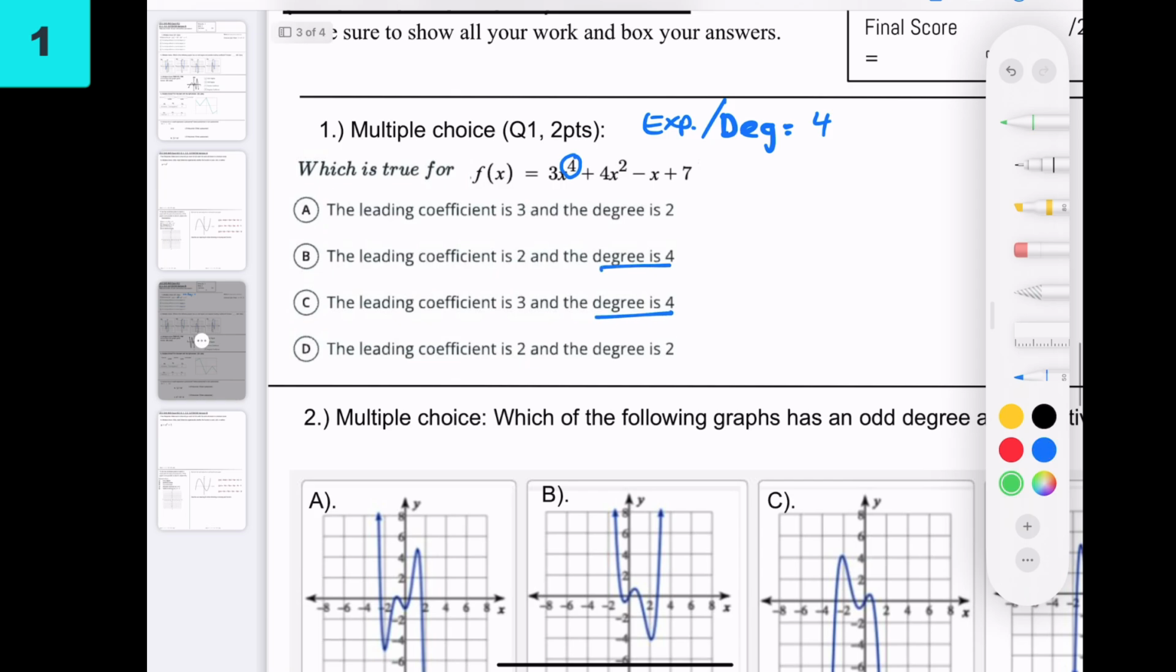The leading coefficient is the number that goes with the highest degree. So that would be a 3. So C is my correct answer.